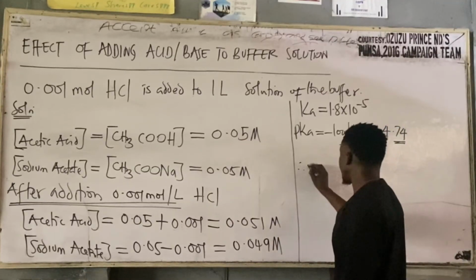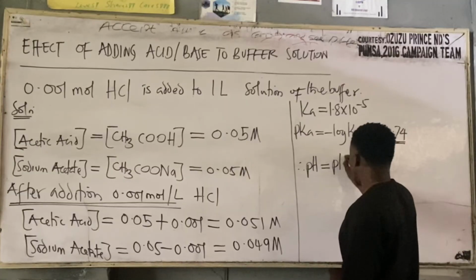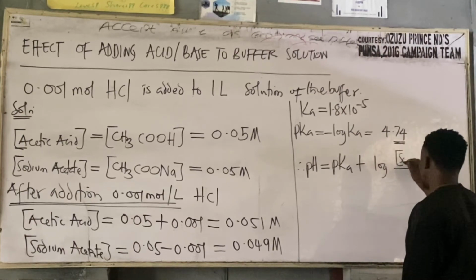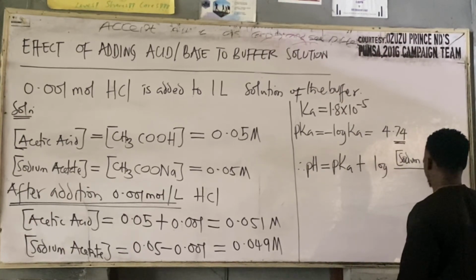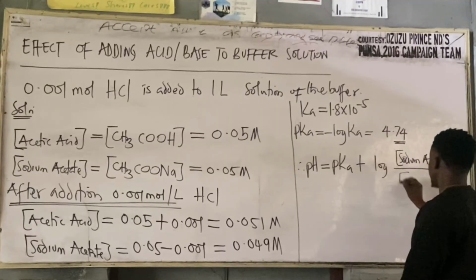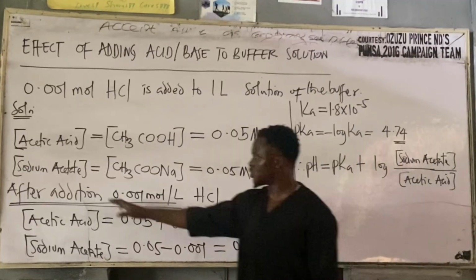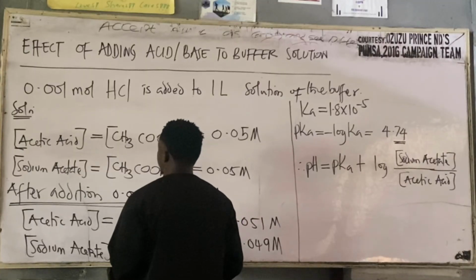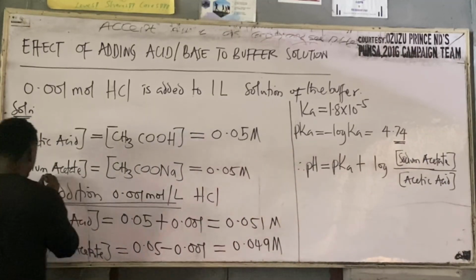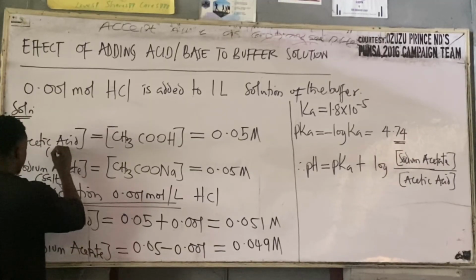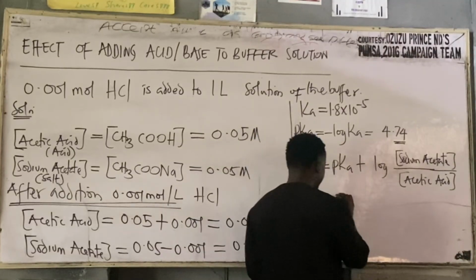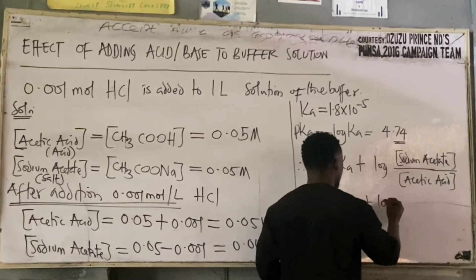So now say pH is equal to, this is sodium acetate because it is a salt, and this is acetic acid. Please don't forget that sodium acetate is a salt. I'm supposed to indicate this. The salt, the acid. So pH is 4.74 plus log.